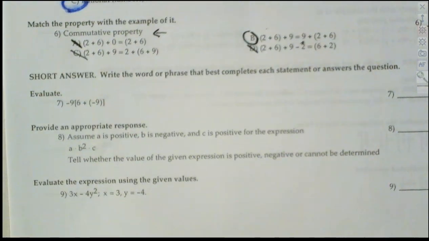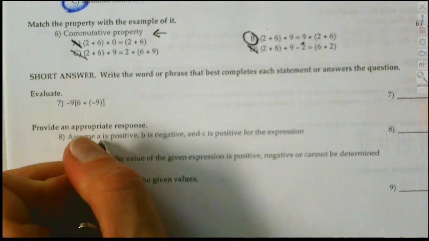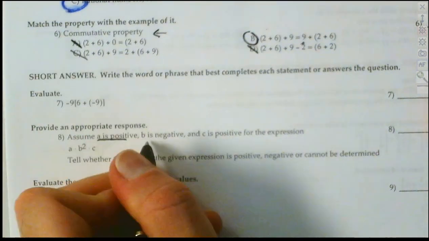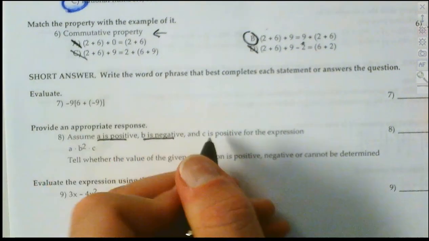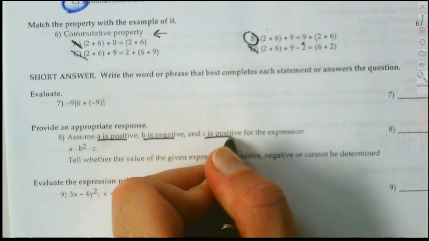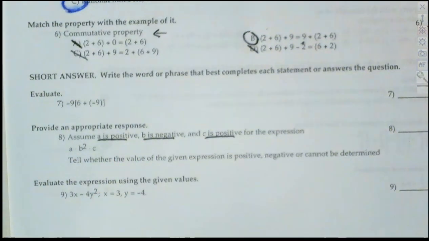Question 8. You can just work on that one on your own. Now, all you need to do on this one is plug in values. So what it says is assume that A is positive, B is negative, and C is positive. So they tell you what they are. And then they want you to tell me what kind of number is going to come out. Well, we need to pick numbers to plug in.